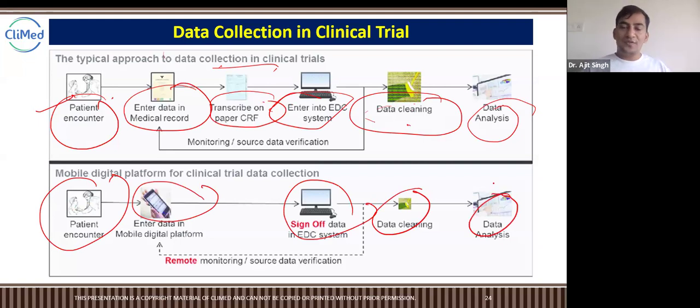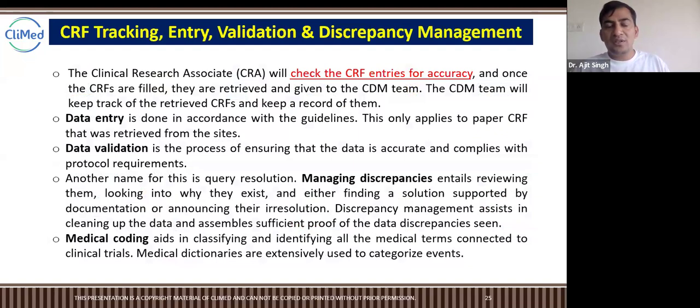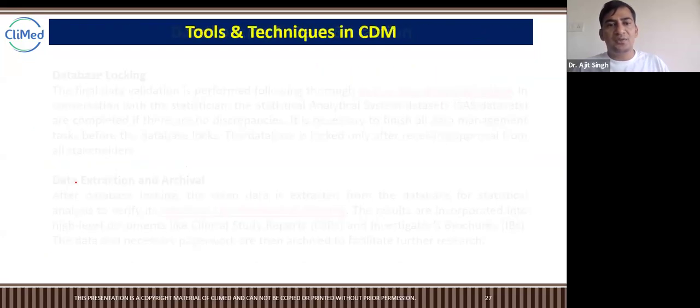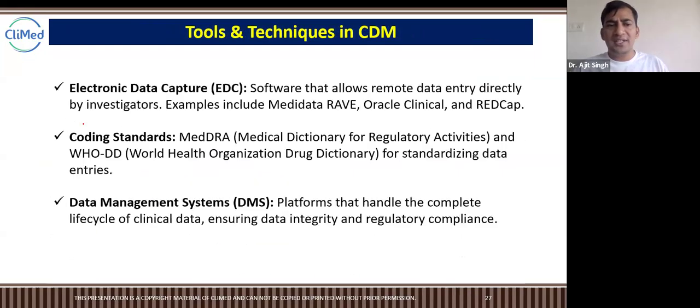So there are two types of format: paper format, which we use for clinical data collection, and digital format, where we collect the data, right? These are the simple things you will understand here: data entry, data validation, managing discrepancies, medical coding, and also data logging. And there are some tools like EDC, electronic data capture, such as MedRave, Oracle Clinical, and REDCap.